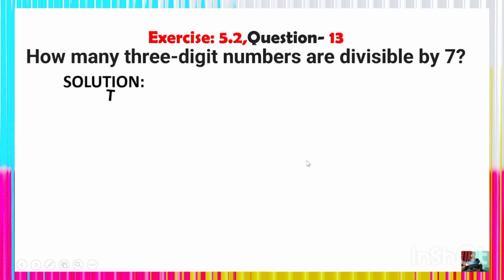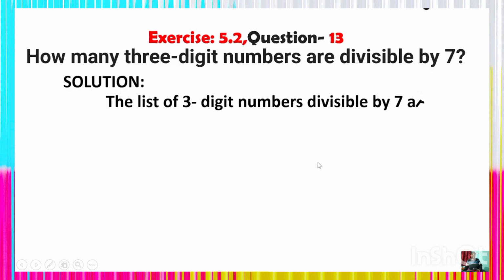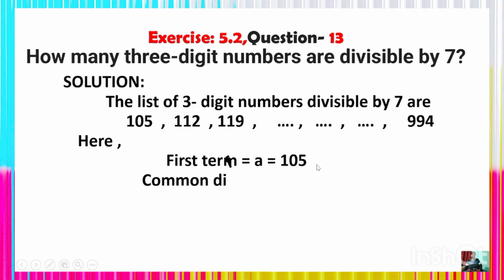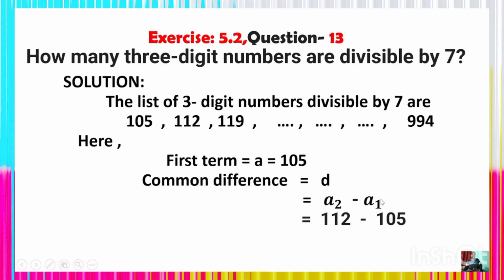Okay, look at the solution. The list of 3 digit numbers divisible by 7 are 105, 112, 119 up to 994. Is it clear? Understand? Here you see the first term a is equal to 105, common difference d is equal to a2 minus a1, which is 112 minus 105. What is that? Yes, 7. Thus the common difference is 7.